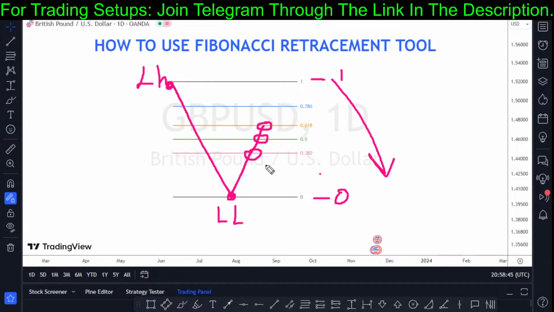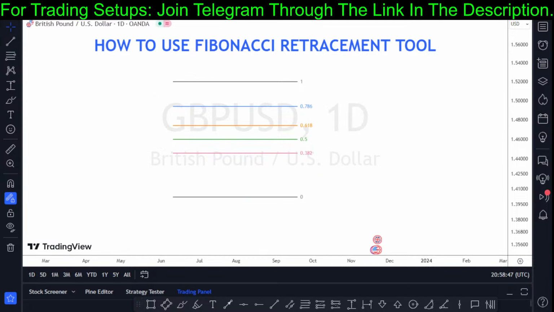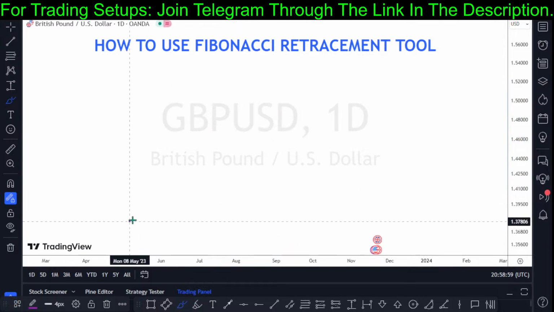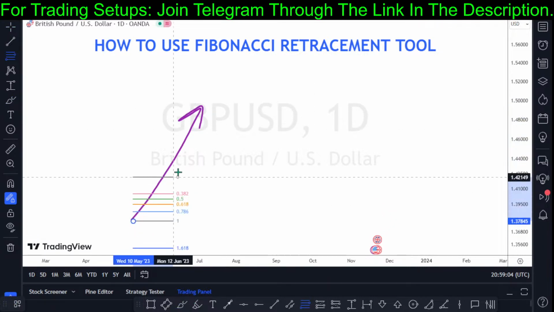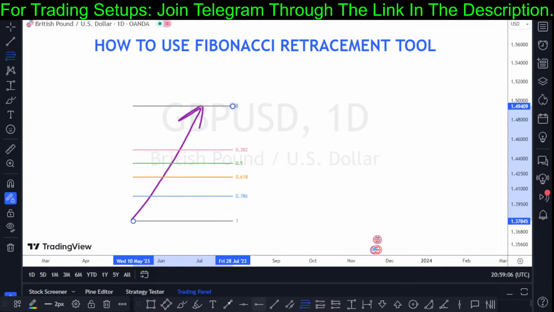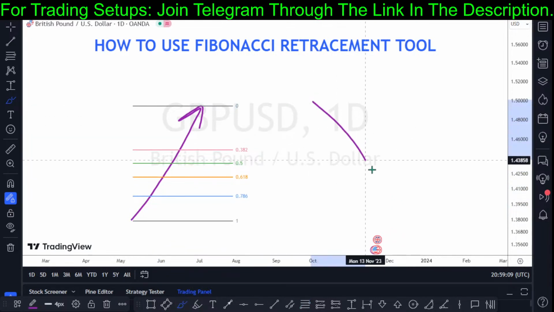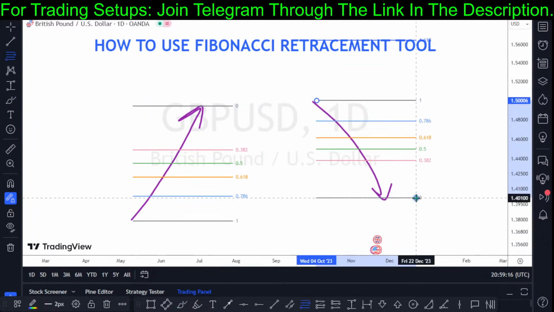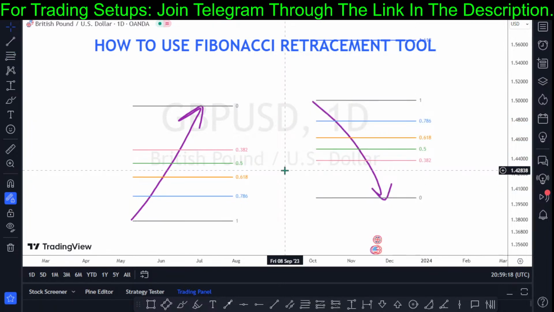So now let's go on a real life chart, since you know how to construct your Fibonacci retracement tool right now. So let's go to the real life chart and see how we can apply it. And then once again, before we go on the live trend, you see in an uptrend, you start your Fibonacci from the low to the high, while in a downtrend, you start your Fibonacci from the low high swing to the lower low swing. So guys, make sure you understand that.